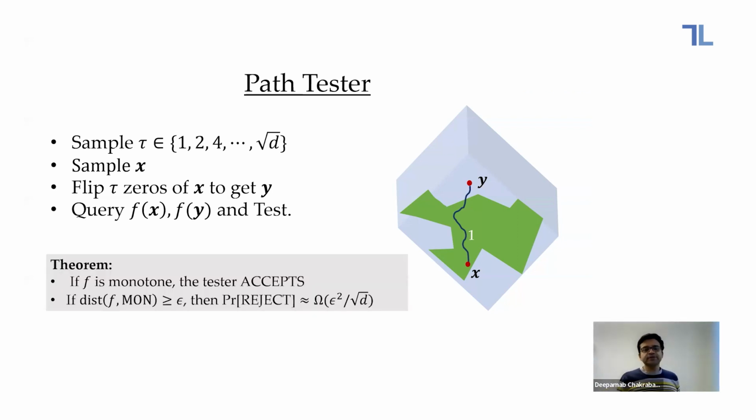In general, the theorem that is true is that if the function is indeed epsilon-far from monotone, then the probability that this tester catches a violation is roughly epsilon squared by root d. And this roughly is hiding some polylog d factors in the denominator. One of the polylogs comes from this tau, which is that only one out of log d of them might be working. Any other questions about what the tester is?